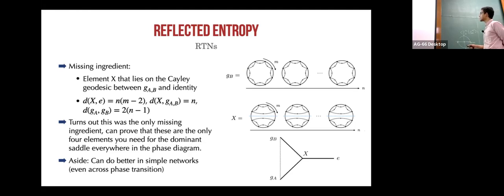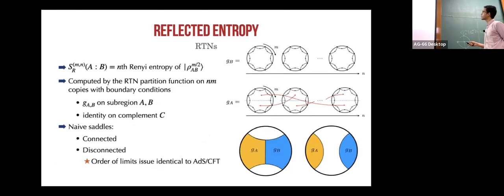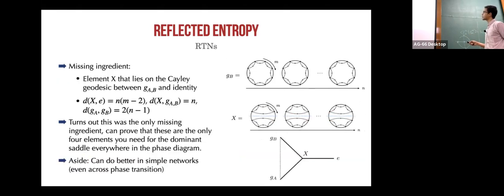You hit this element X, and then it's sort of a fork. You have to choose whether you want to couple these circles from bottom to top or diagonally, because GB has them coupled bottom to top and GA has them coupled diagonally. So X is the fork at which you have to digress. And then you can eventually get to GB and GA, and you can measure the distances between each of these elements. It turns out that this was actually the only missing ingredient.